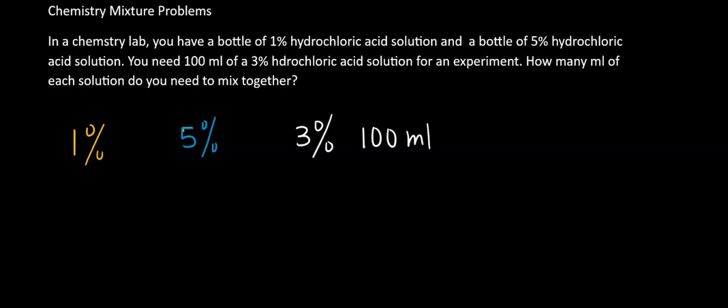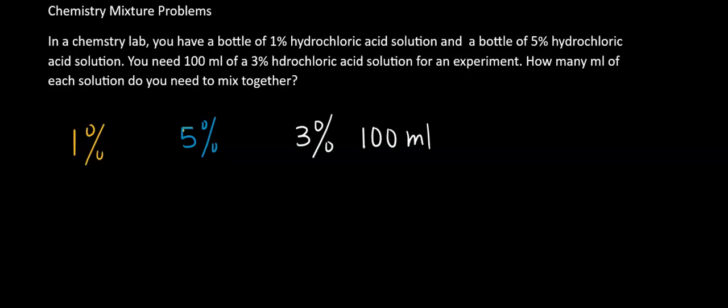Welcome to another word problem in Chapter 7. We're going to use a system of linear equations to solve a chemistry mixture problem. In a chemistry lab, there is one bottle of 1% hydrochloric acid solution, and another bottle of 5% hydrochloric acid solution. We want to make a 3% solution, and we want it to be 100 milliliters. The question is, how many milliliters of each solution do we need to mix together?